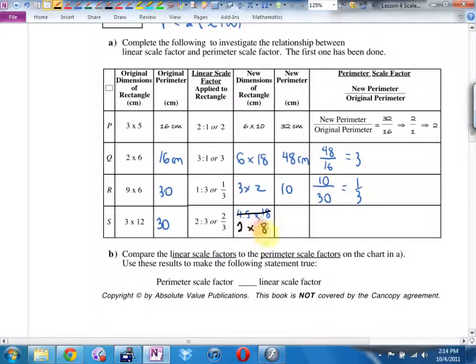And here's how I can check that I'm right. If I write my new perimeter and I divide it by my old perimeter, what is that in lowest terms? 2/3. That's how I knew we'd done it wrong earlier, because when I did new divided by old, I wasn't getting 2/3, I was getting 3 over 2. And I said, we did it backwards.